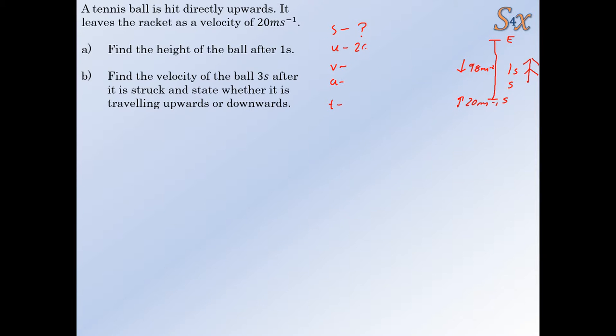The initial velocity is 20 meters per second. That is upwards, so that's positive. The final velocity we don't know and we also don't care about, so we don't need this one. Acceleration is due to gravity, and that points downwards. So it's going to be minus 9.8 because of our upwards positive sign convention. And we know the time was 1 second. So I want the SUVAT equation without V in, okay? Now, that equation is S equals UT plus half of AT squared.